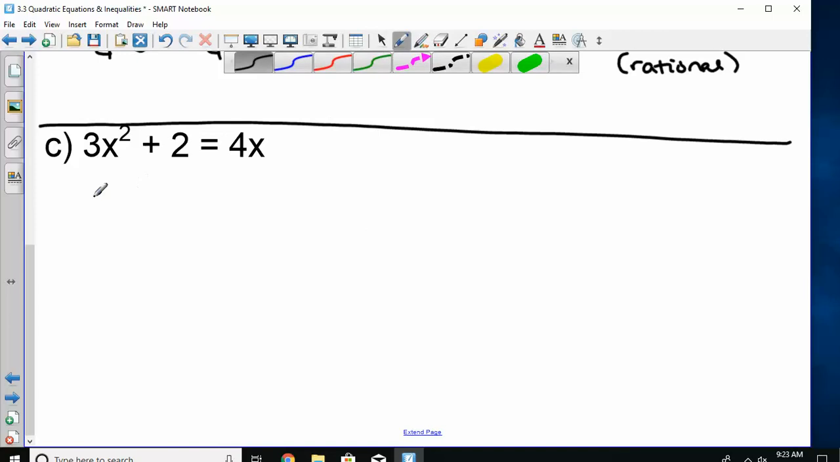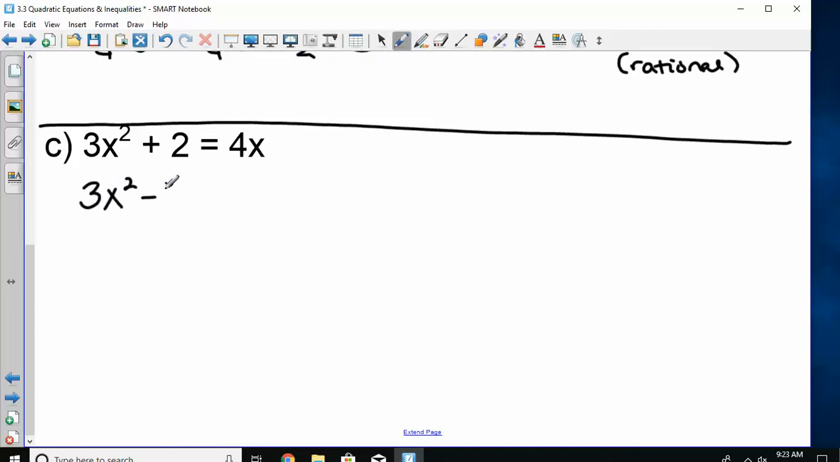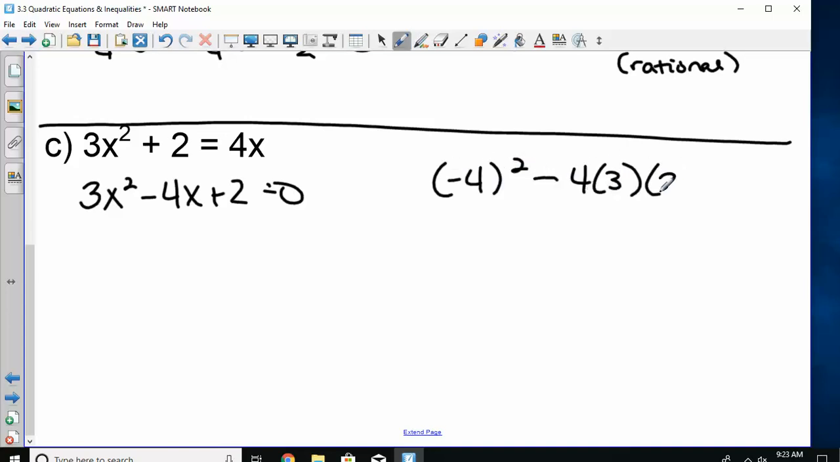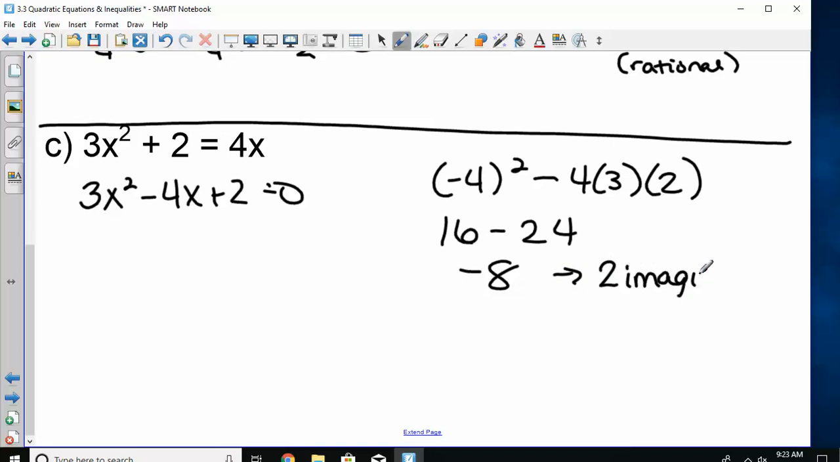Over. So b squared minus 4ac. So you get 16 minus 24, which is -8. That is negative, so it tells me 2 imaginary answers. And if it's 0, it would just be 1 repeated answer.